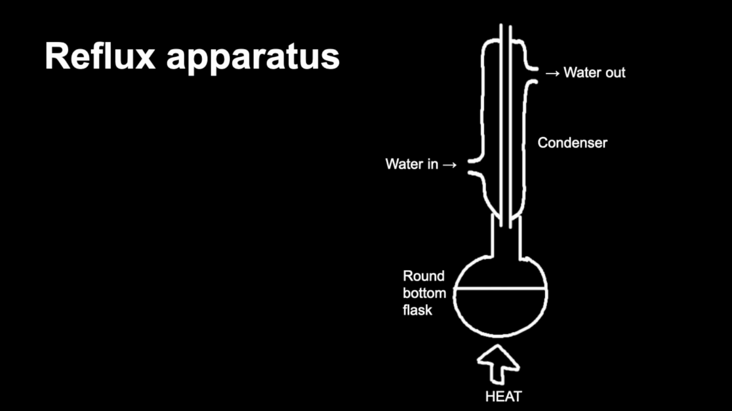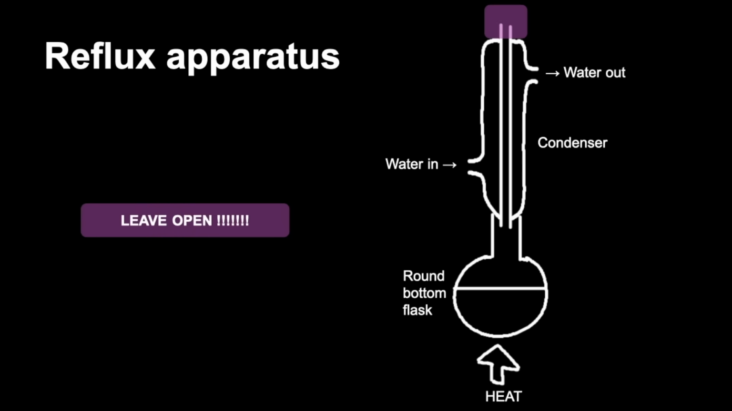Moving on to reflux apparatus. Some key things here. Obviously a flask. You can do a pear-shaped flask if you want. Heat source. Just make sure there's no gaps here so that the vapours as they form go up the central part of the condenser. You've got the water in at the bottom, out at the top, and a key thing on this one is make sure you leave the top of your condenser open. That should never ever be blocked off.